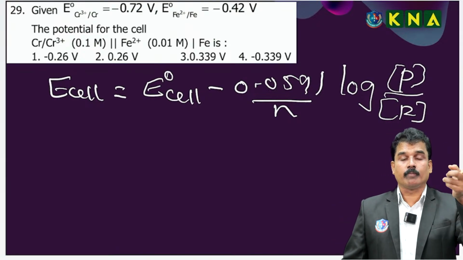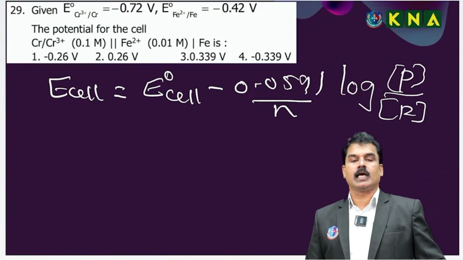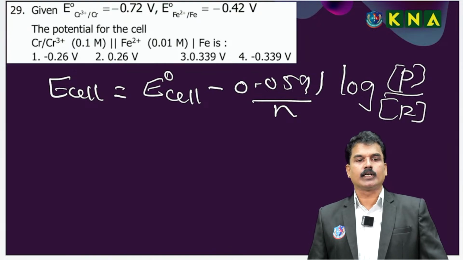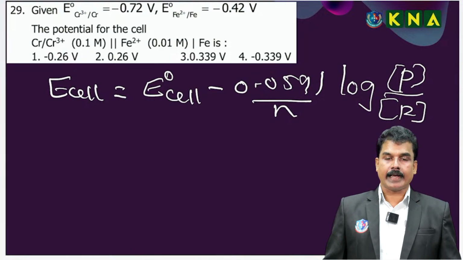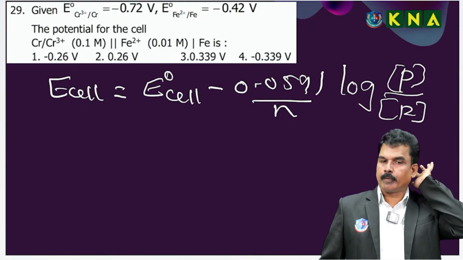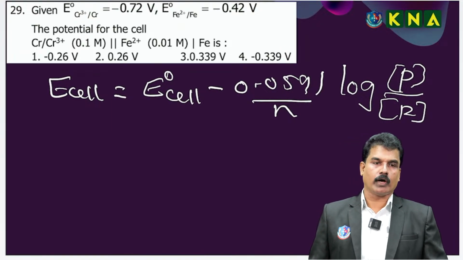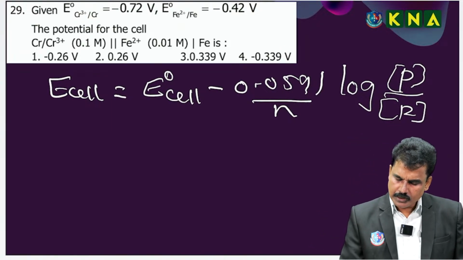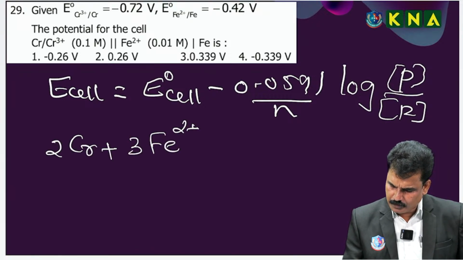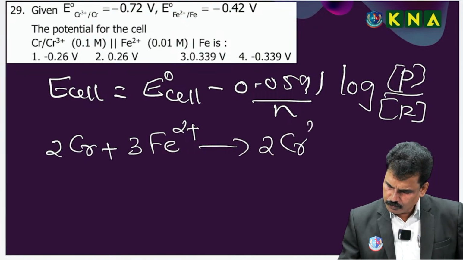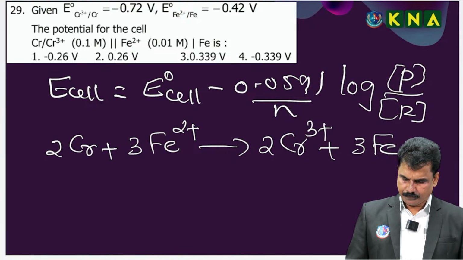Here the valency of the metal is different, Cr3 plus and Fe2 plus. Cr gives Cr3 plus, 3 electrons; Fe2 plus takes 2 electrons to give Fe. So what is the overall reaction? Cr equation you have to multiply with 2 and Fe equation with 3. Then only you get the overall reaction: 2 Cr plus 3 Fe2 plus gives 2 Cr3 plus plus 3 Fe. That is the cell reaction.